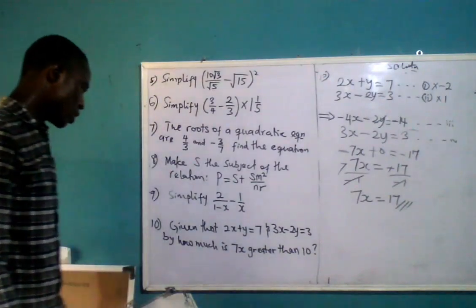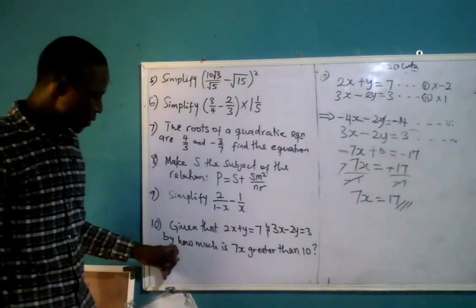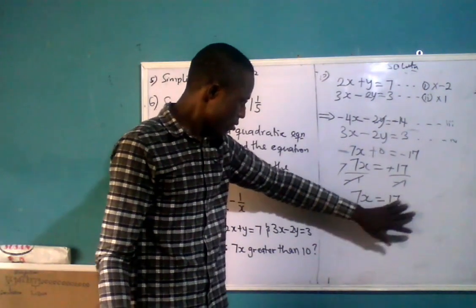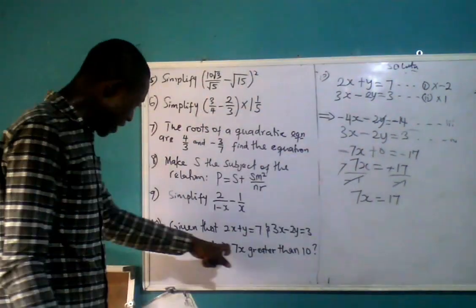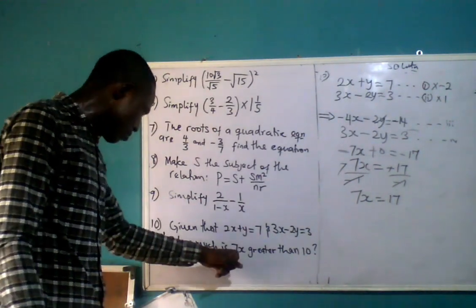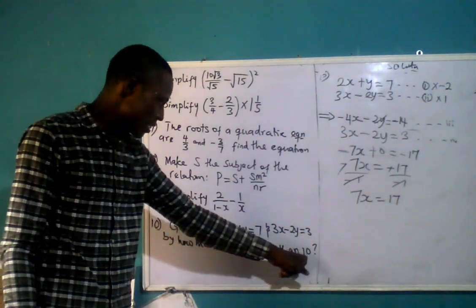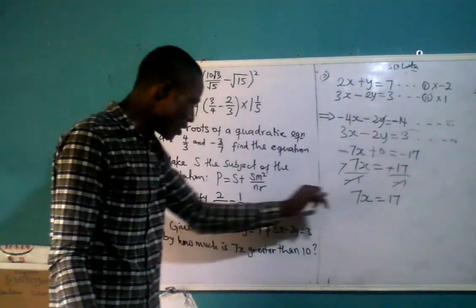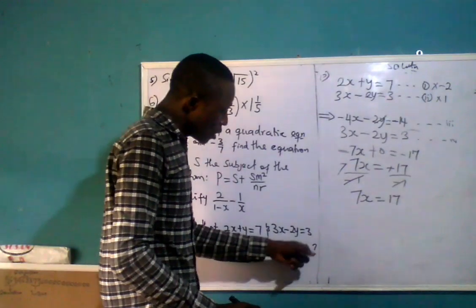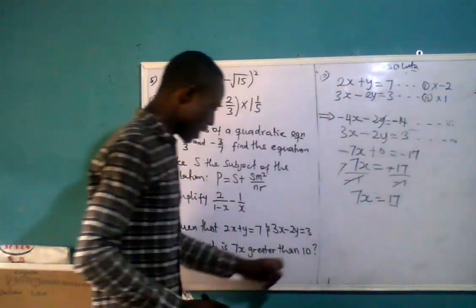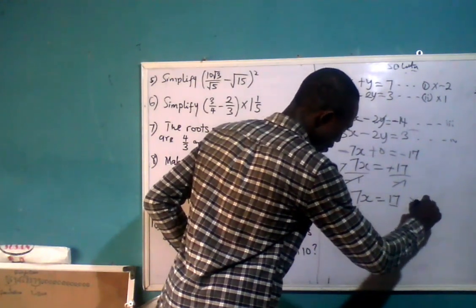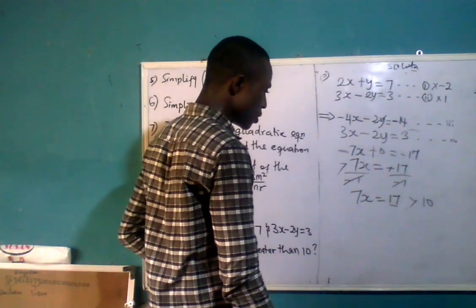Okay? So now if 7x is equal to 17, we have not yet arrived. Please take note. If 7x is equal to 17, and we are asked by how much 7x is greater than 10, 7x is 17. Now ask yourself, by how much is 17 greater than 10?